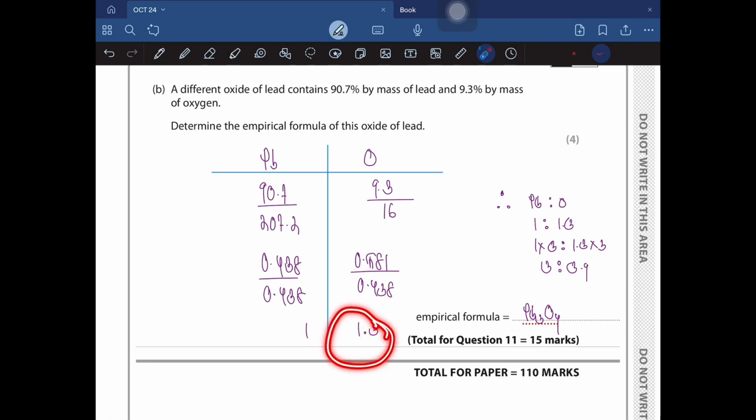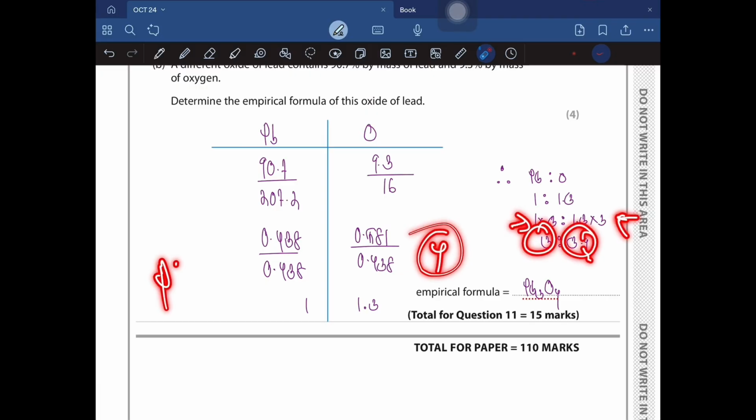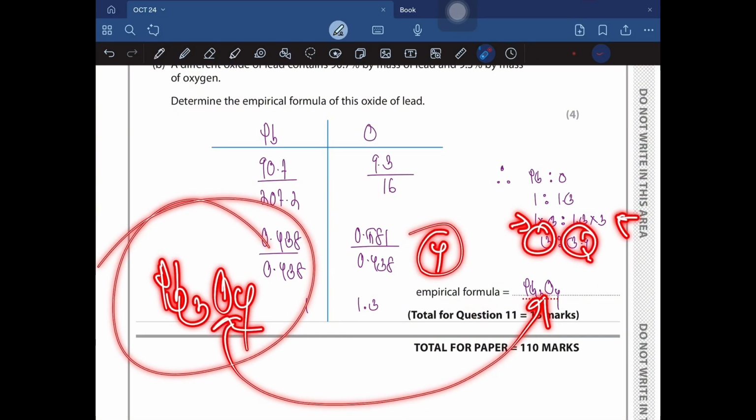Now this isn't a whole number, right? So what I'm going to try to do is multiply this with 3, and once I multiply this with 3, I get 3 is to 3.9, right? And 3.9 is equivalent to 4, so I have Pb3O4, right, as the empirical formula.